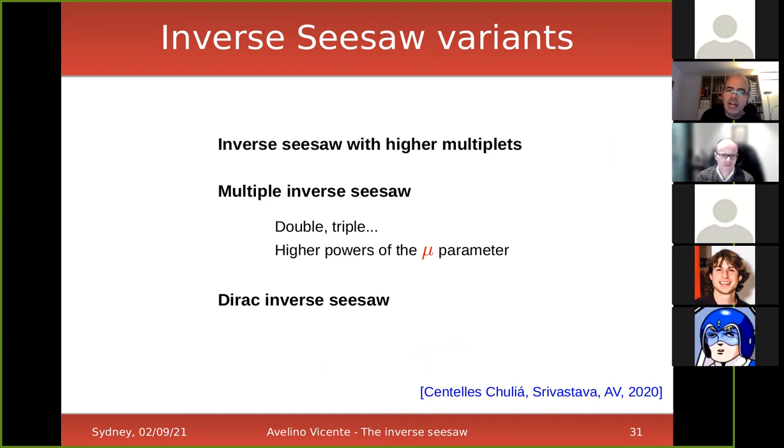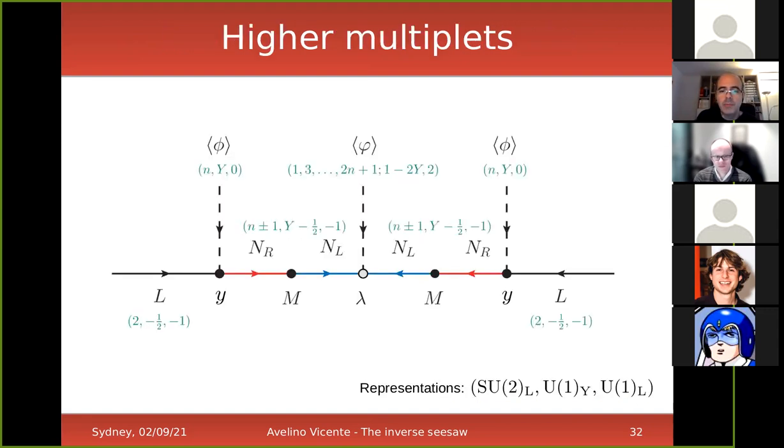I will discuss briefly, because I don't want to bother you with many details, possible variants of this idea. And there are three possible directions you can take. For example, you can use higher multiplets. I'm using in these simple examples singlets, but you can use, as you will see, other multiplets. You can construct what people call multiple inverse seesaw. You will see some examples. In this case, you don't get neutrino masses proportional to mu, but to mu to some power. So power 2, 3, etc. And you can use also the inverse seesaw for Dirac neutrinos. And I will try to explain this in a while.